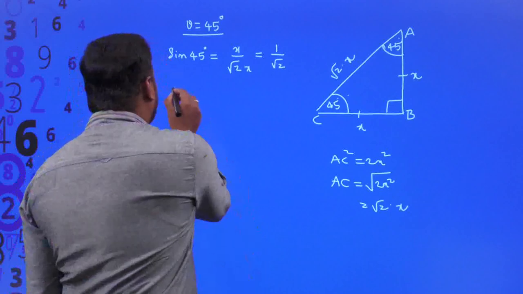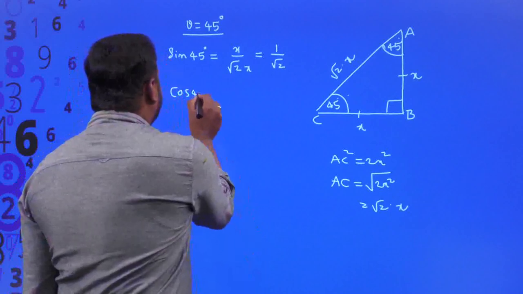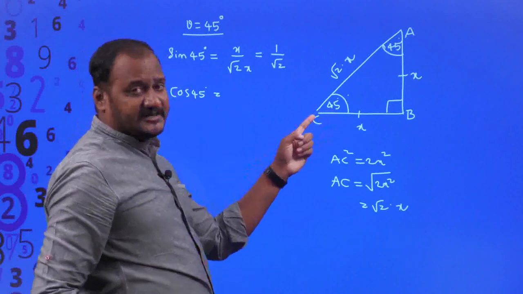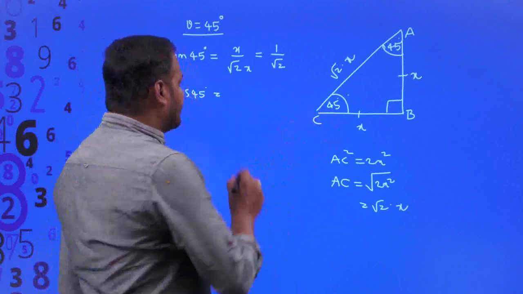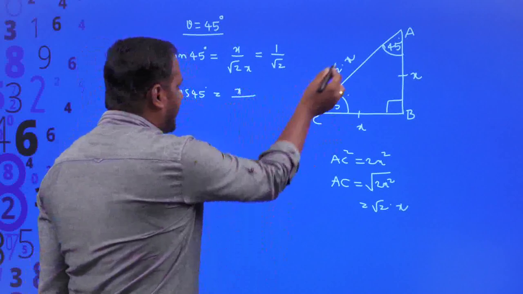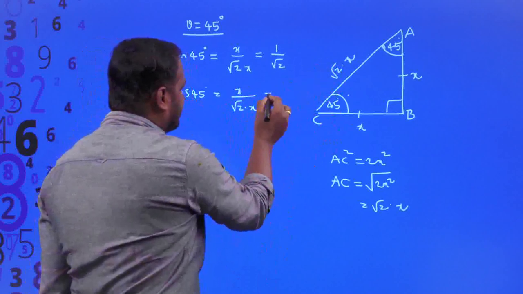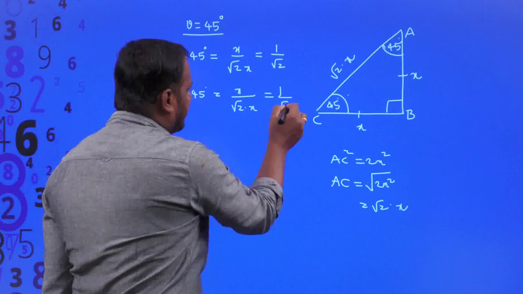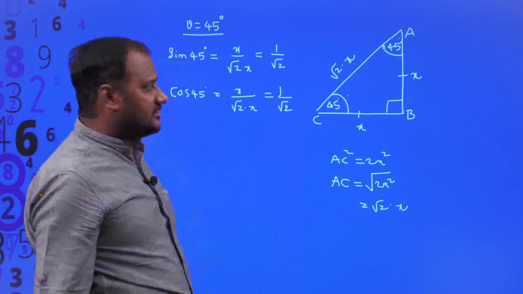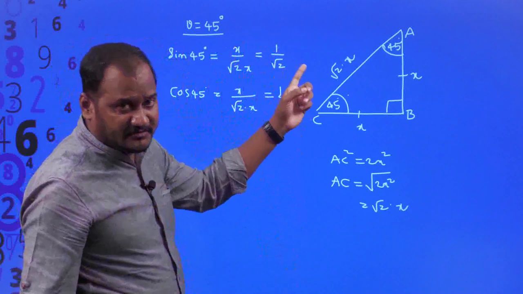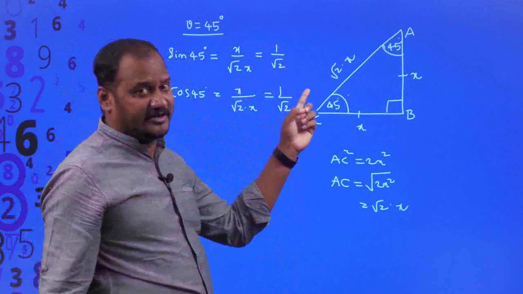So coming to cos 45 degrees. Cos 45 degrees is equal to, again, what is the definition of cos 45? Side adjacent to 45 divided by hypotenuse. That is root 2 times x. Again, x and x cancel. We are left with 1 divided by root 2. So what we observed here, the value of sine 45 is 1 by root 2, as well as cos 45 is also equal to 1 by root 2.